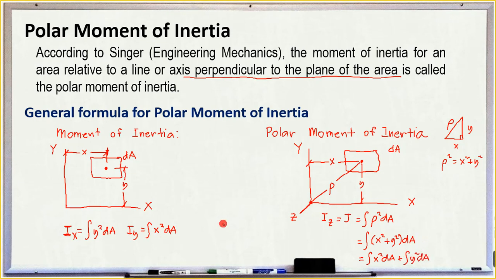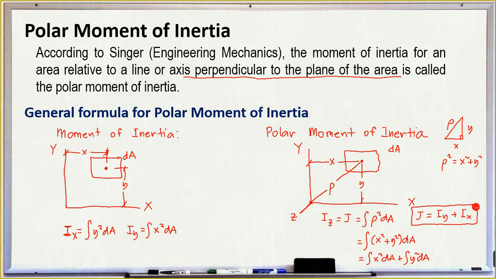If you observe, x squared dA is just equal to Iy, right? Iy. So therefore our J is equal to Iy, and y squared dA is Ix. So Iy plus Ix. So this is the generalized formula for our polar moment of inertia.